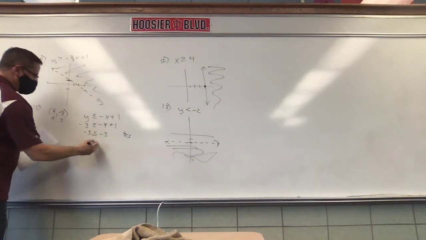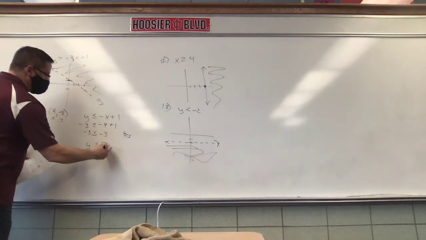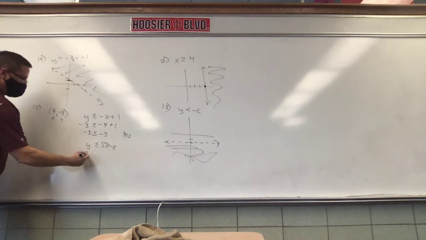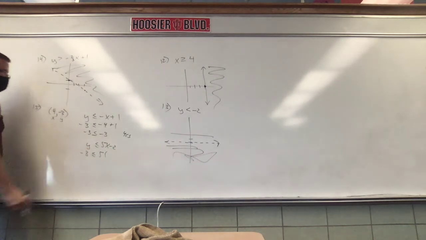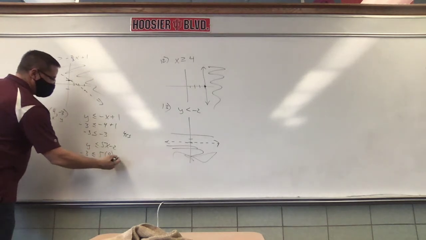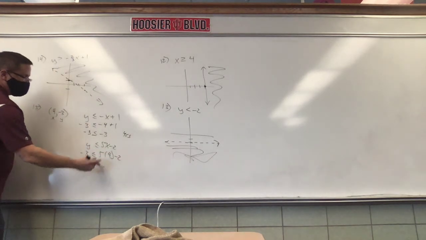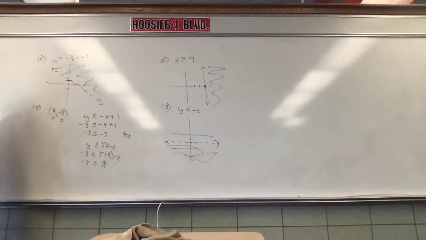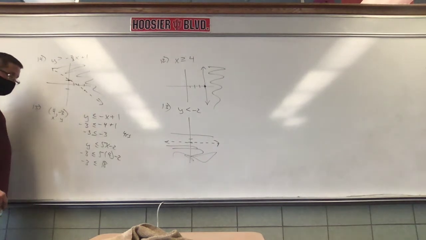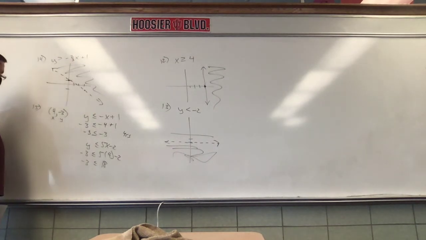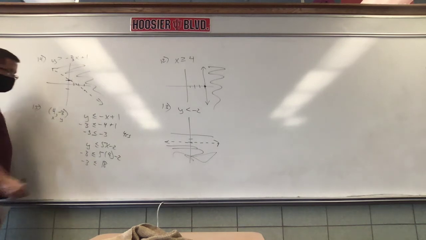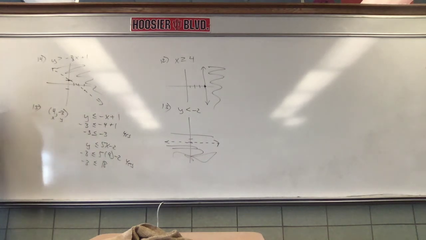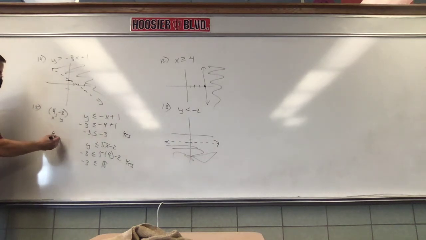So y is less than or equal to 5x minus 2. What's the y value? Negative 3. So less than or equal to 5 times, what's the x value? 4. Okay. Negative 3 is less than or equal to 5 times 4, which is 20, minus 2 is 18. Negative 3 is less than or equal to 18? Yes. So is that the solution? Yes, because they're both true.